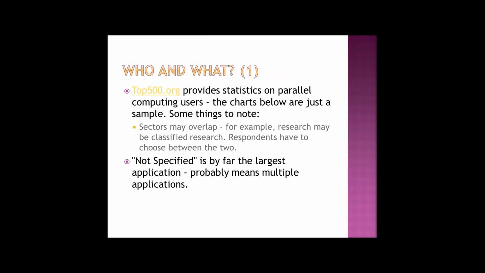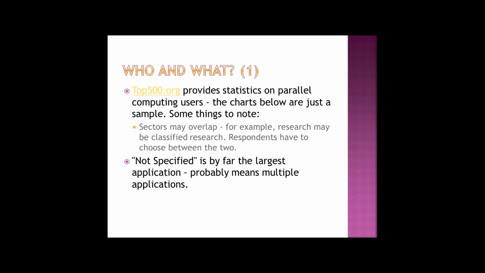Now, who and what? That is, what are the organizations or standards using parallel computing? top500.org provides statistics on parallel computing users. The charts below are just a sample. Some things to note: sectors may overlap. Sectors may overlap means, remember I told you about the disk, there are tracks and sectors. Whenever we use parallel computing, the sectors may overlap with each other.